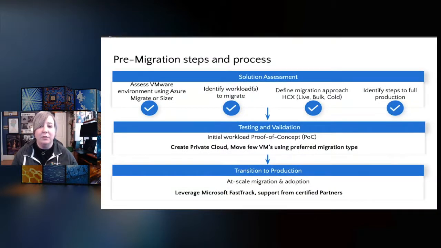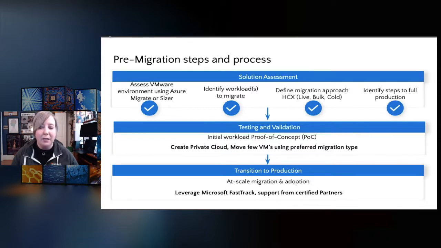Similar to other native and third-party tooling, companies need to assess their VMware environment with something like Azure Migrate or Sizer. From there, customers have a better understanding of the workloads they intend to migrate. The migration approach can be done as a live migration, a bulk migration, or a cold migration using HCX Enterprise. Plotting out everything in this manner means customers have more time to identify all steps for workloads to reach full production. Of course, customers will want to go through several tests and reach that final validation phase. Microsoft encourages that aspect, as you need to feel confident the solution is viable for your company.